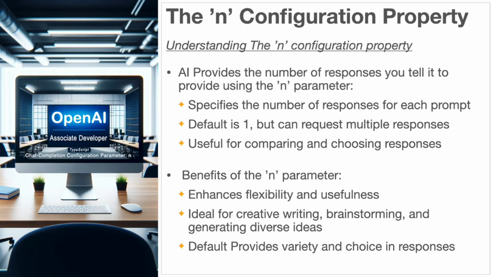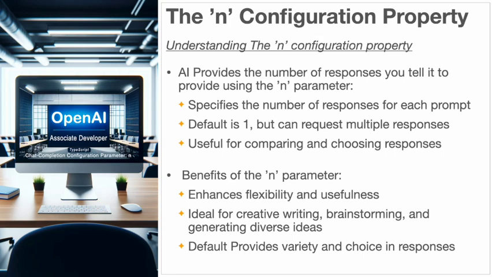By default, the N property is set to 1, meaning the API generates a single response. However, you can increase this number to get multiple completions, which can help applications choose options where variety and choice are important, such as creative writing, brainstorming sessions, or generating diverse ideas.